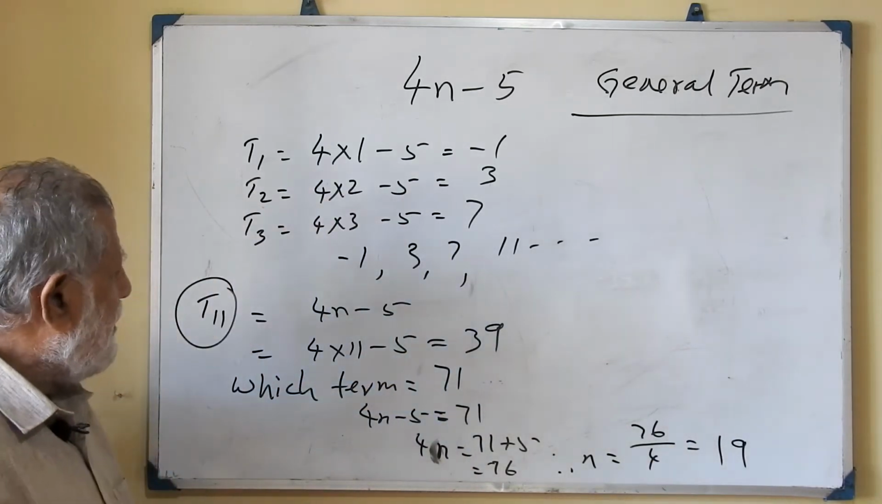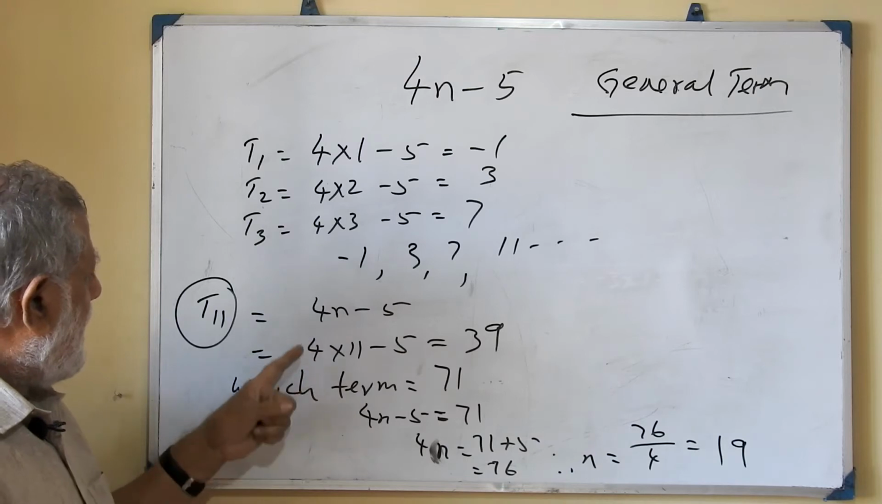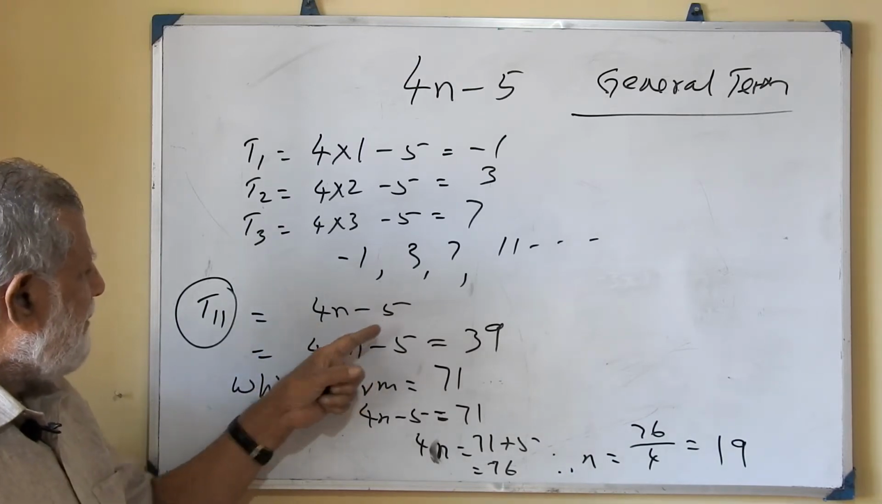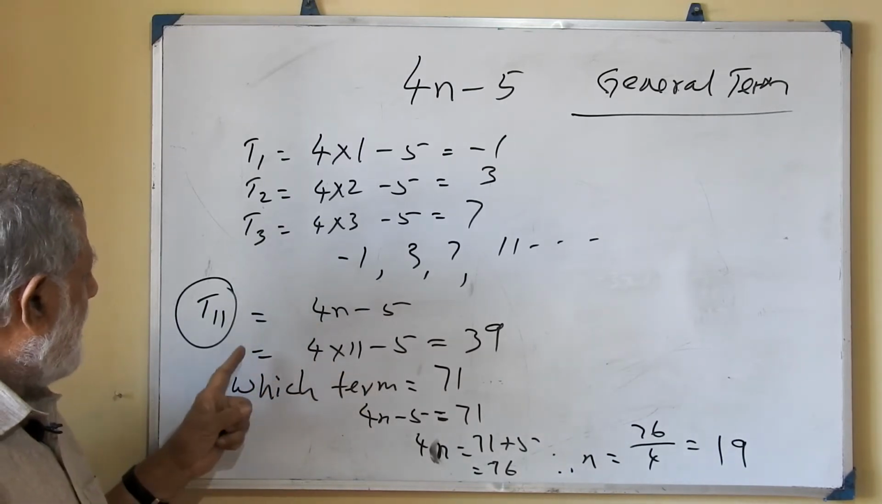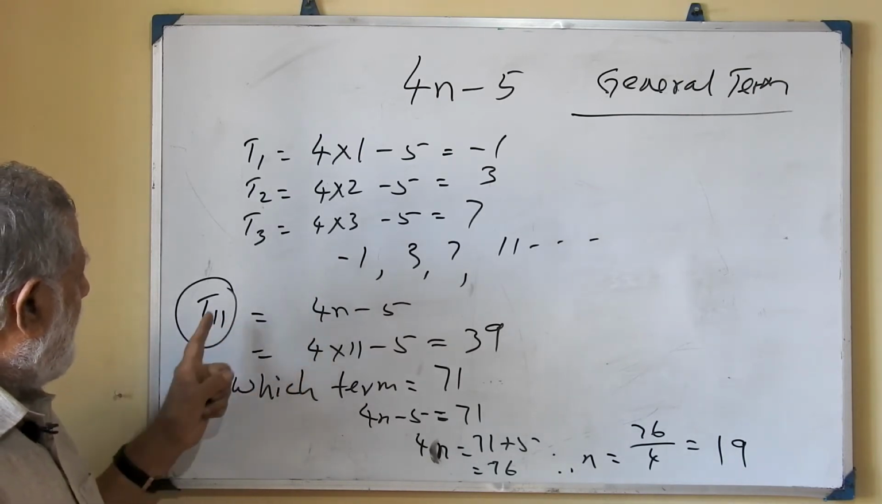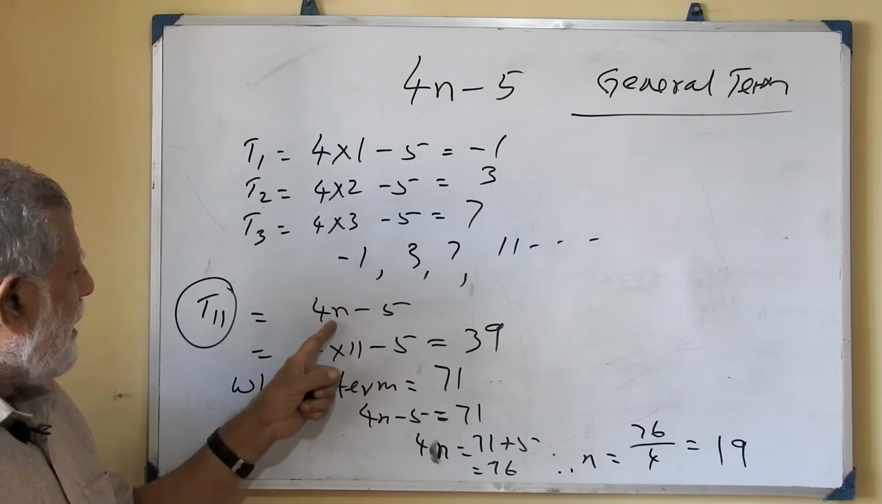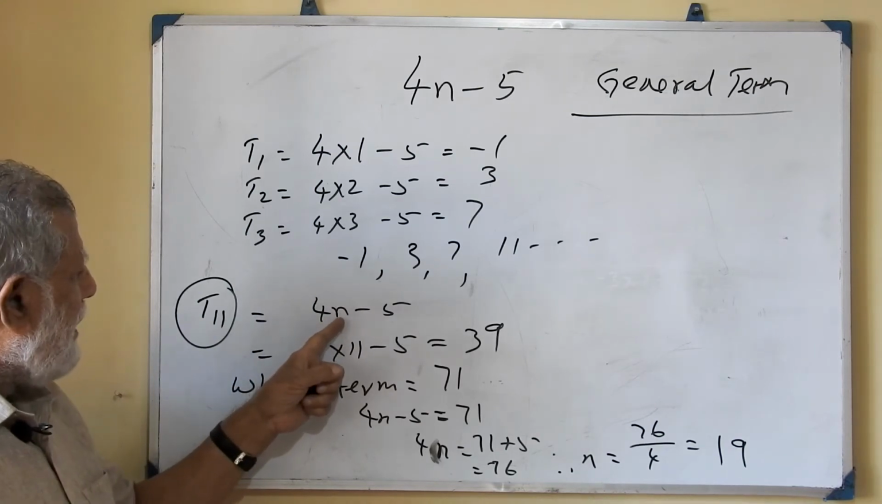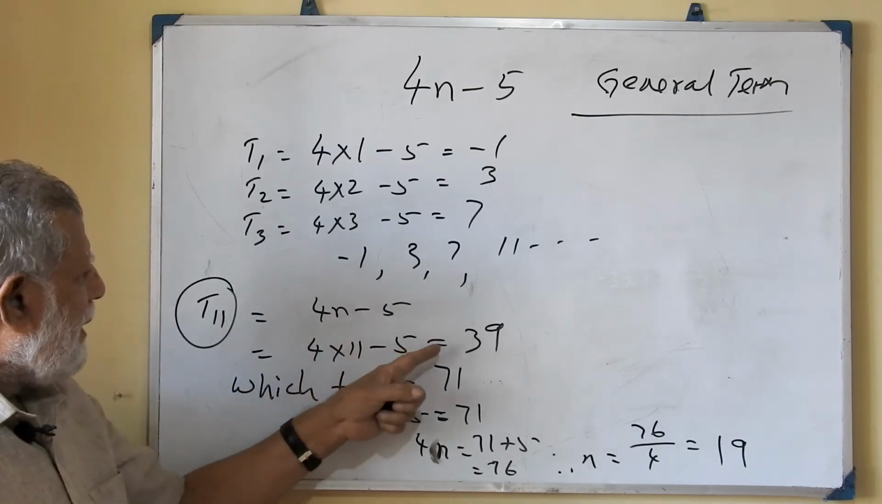How did the 19 come? We will go through this again. The general term is 4n minus 5. To find the 11th term, we put 11 for n: 4 into 11, 44, minus 5, 39.